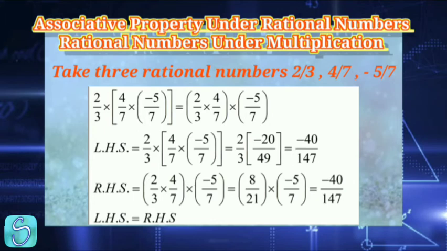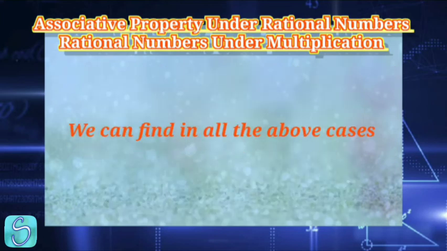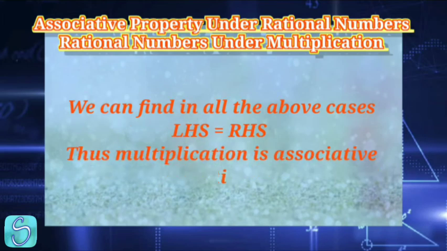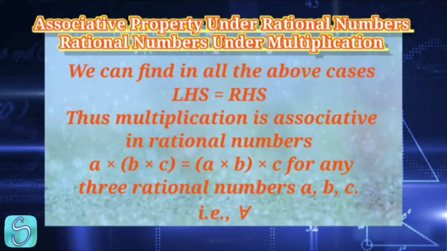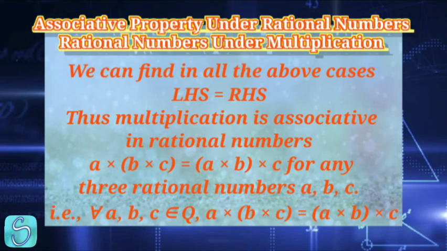Find the RHS. 2/3 × (4/7 × -5/7) is equal to 8/21 × -5/7, which is minus 40/147. So LHS and RHS are equal. We can find that in all the above cases LHS is equal to RHS. Thus multiplication is associative in the rational numbers. (a × b) × c is equal to a × (b × c) for any three rational numbers a, b, c.